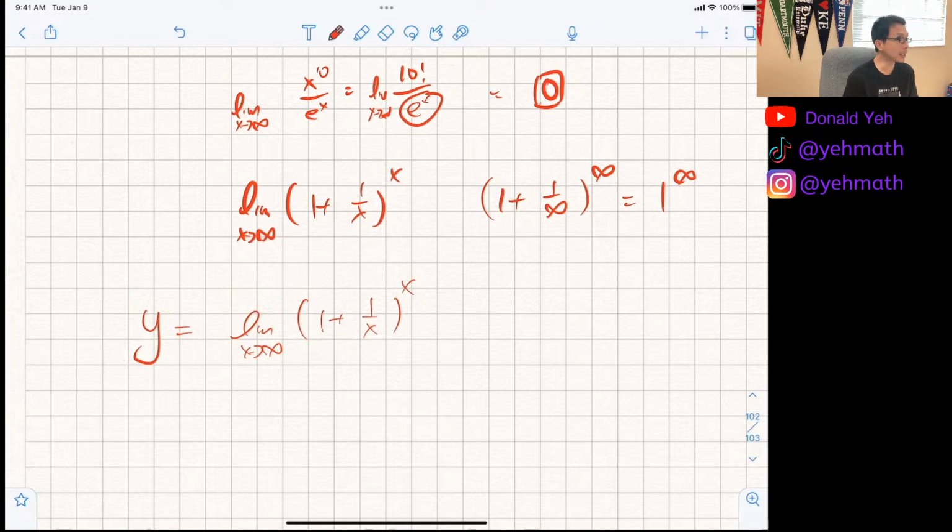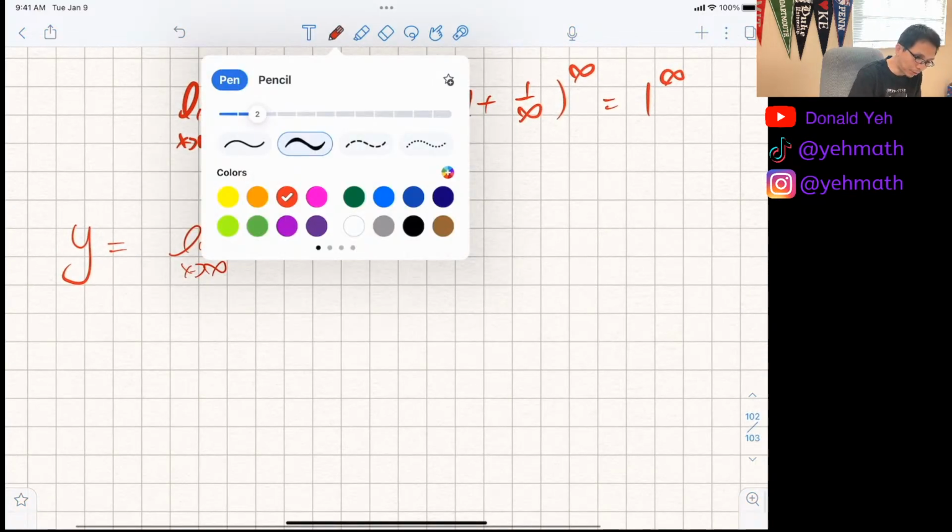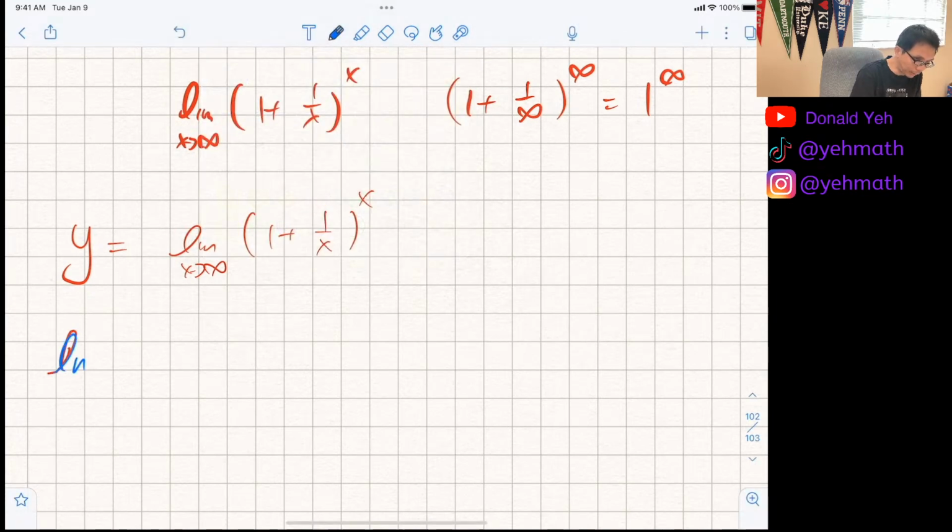Now, remember we said in order to do L'Hopital's rule, it has to be a fraction. Is this a fraction? No. Not only that, you have an exponent that's a variable. What do we do if we have a variable exponent? Natural log. Very good job. Natural log on both sides. So natural log of y is equal to the limit as x approaches infinity of x natural log of 1 plus 1 over x.